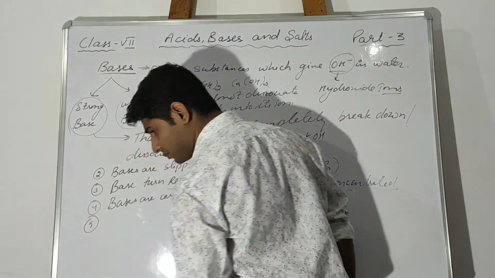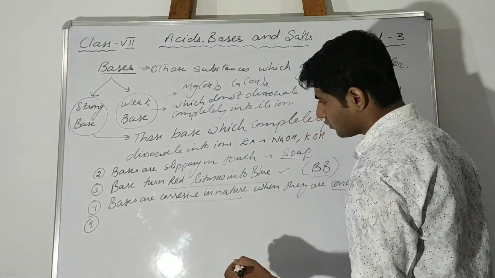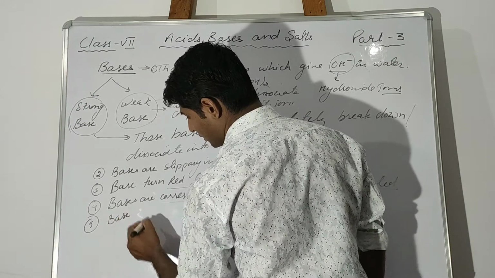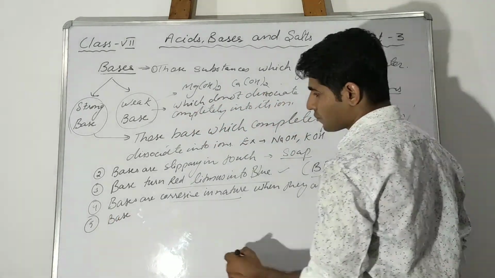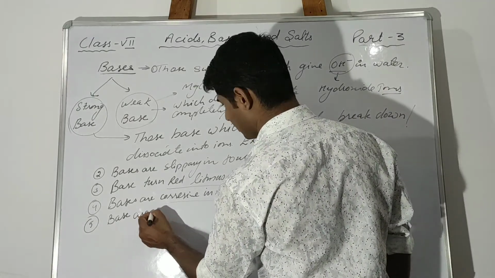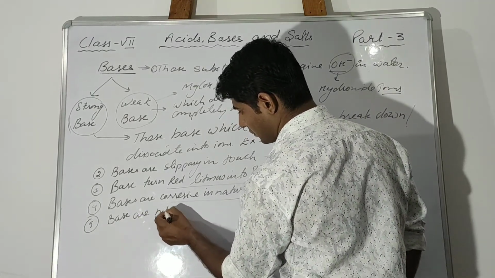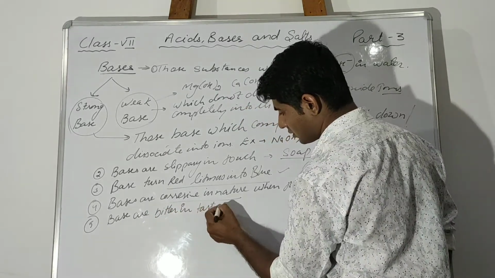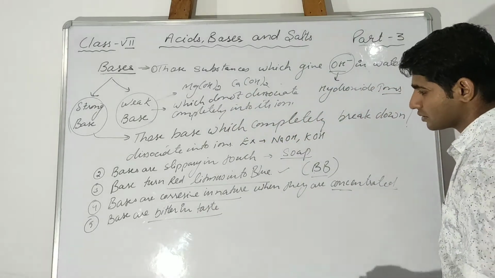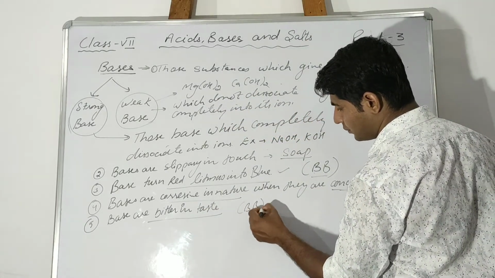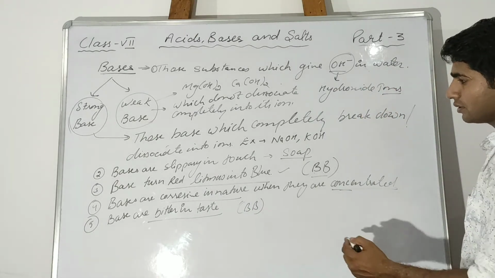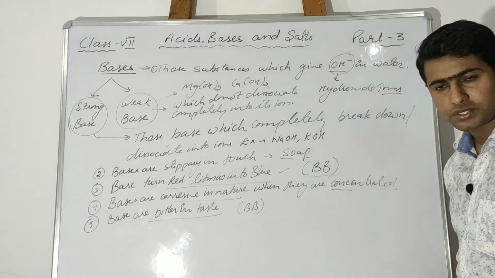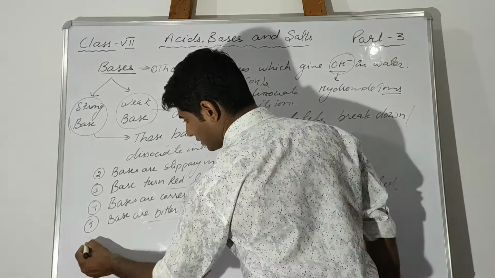Fifth property. Fifth property of base is that bases are bitter in taste. We can remember this also in the same way, B and B. B for base, B for blue, and B for base, and B for bitter in taste. Sixth property.